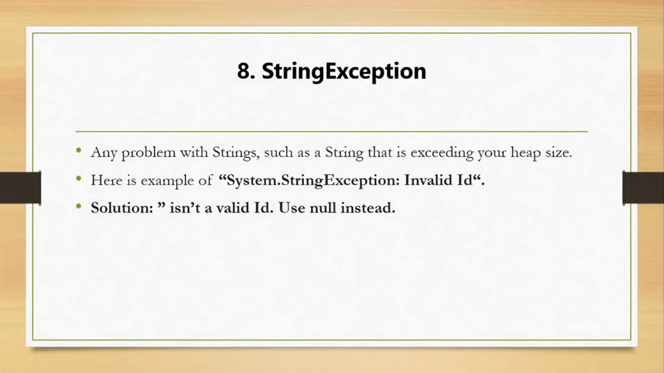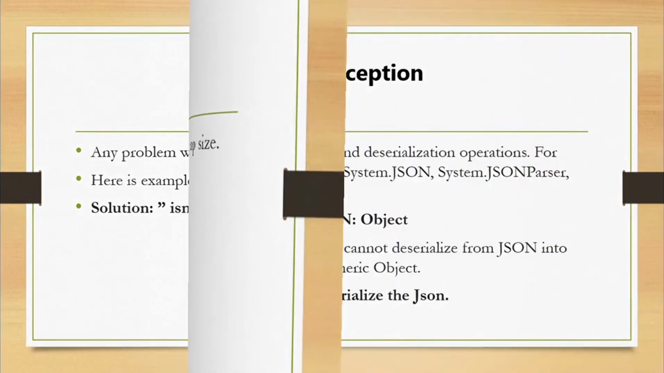String exception. Any problem with a string, such as a string exceeding your heap size. Here is an example of a System.StringException: Invalid id. The solution is, if it isn't a valid ID, use null instead.